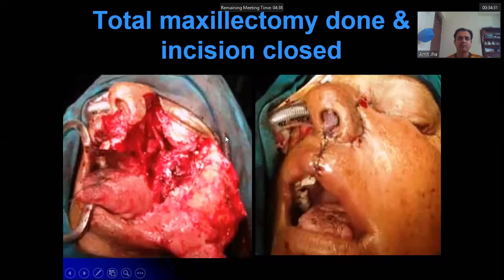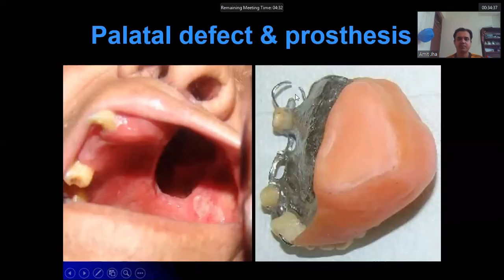And total maxillectomy is done, and look here, the incision has been closed. But there is also a big defect. So we need to ask the dentist to help us make a prosthesis. That is kept here so that food particles and water won't enter here, and the patient will have a normal life.